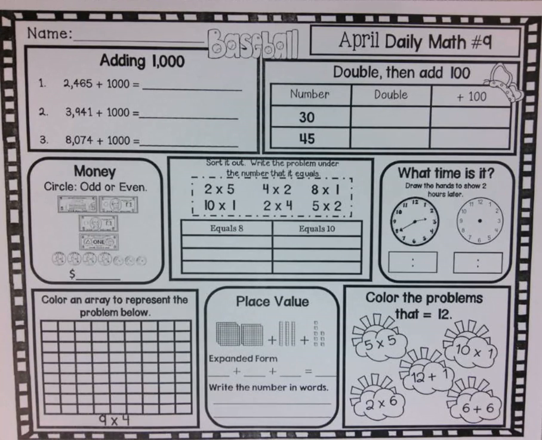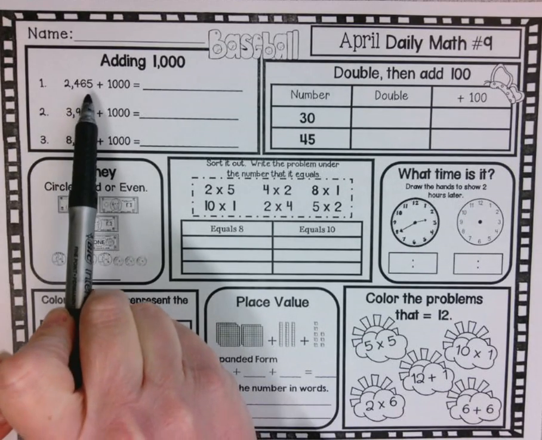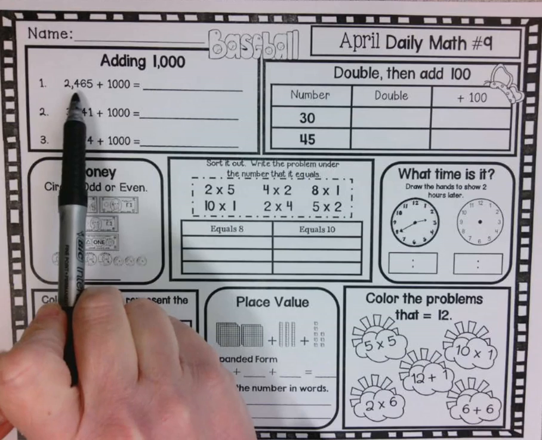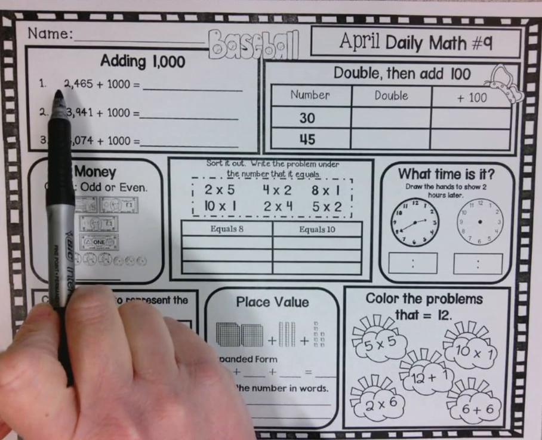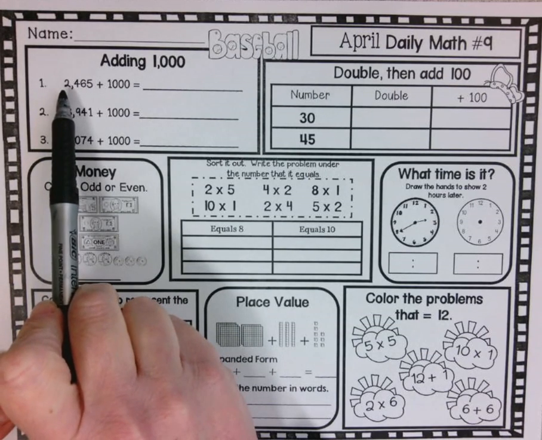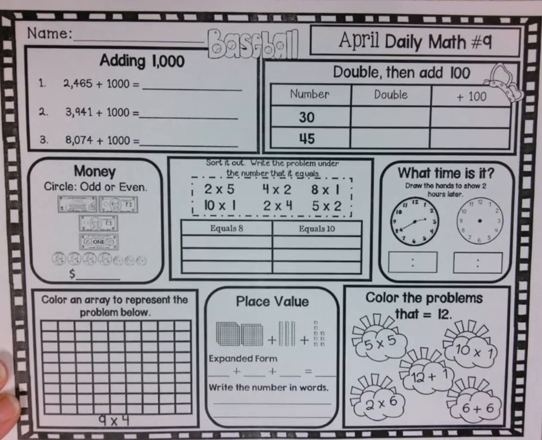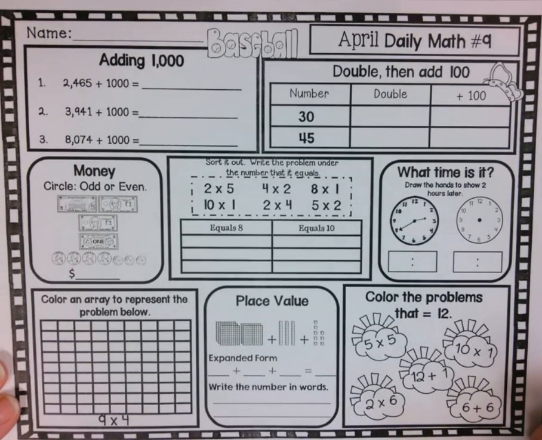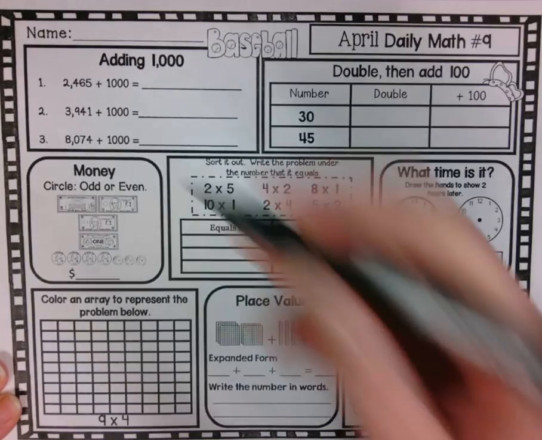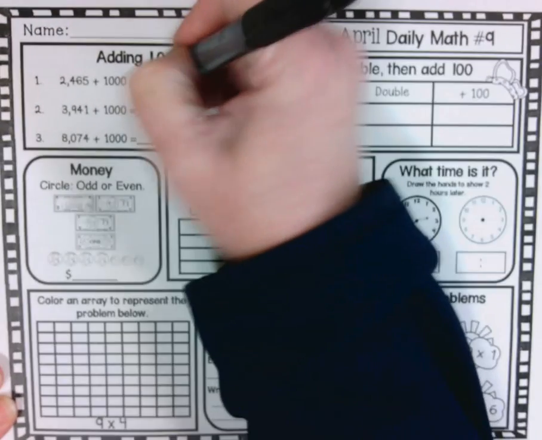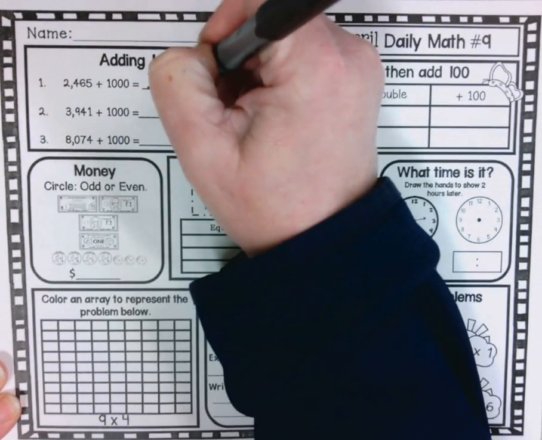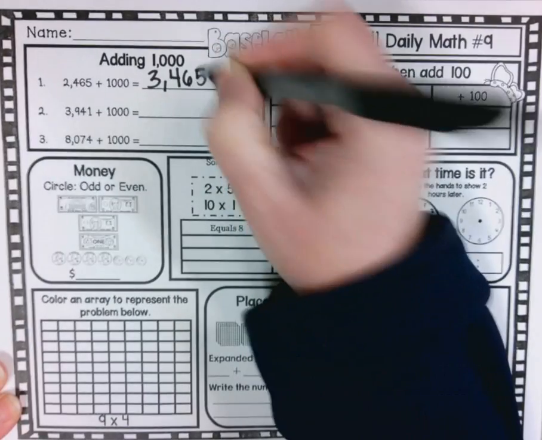All right, adding 1,000. If we add 1,000, we are only adding in the thousand spot. So we've worked mostly with ones, tens, hundreds, and the next one is thousands. So the only number we're messing with is the thousands. 2,465, add 1,000 plus 1,000 will be 3,465.